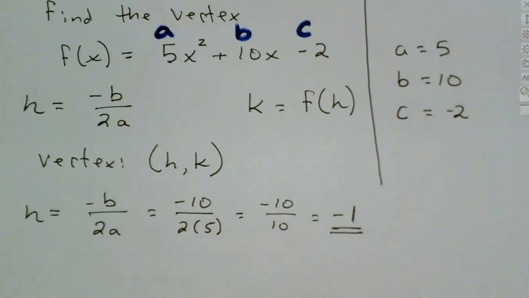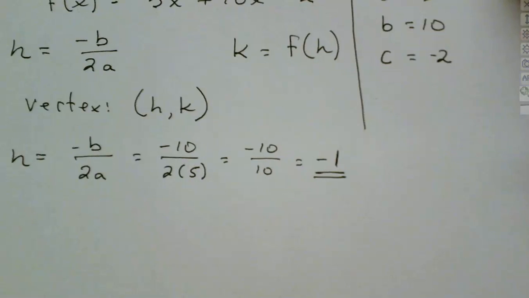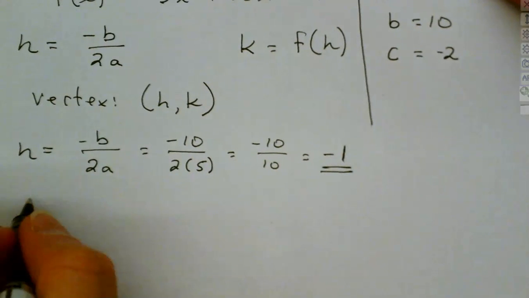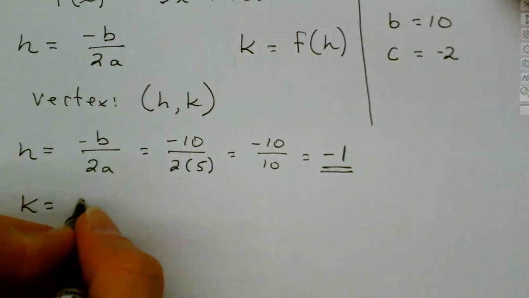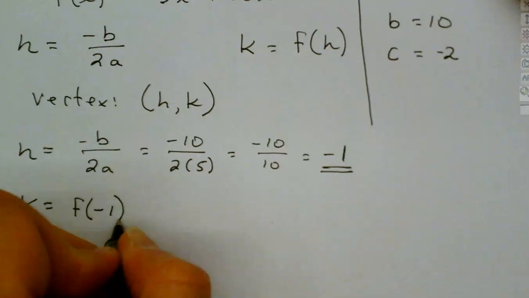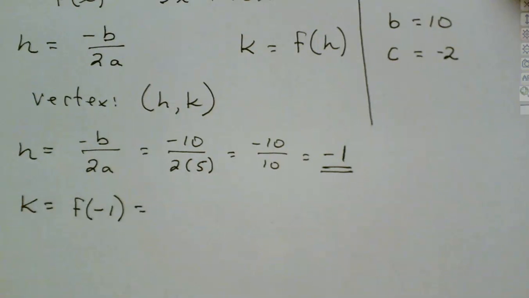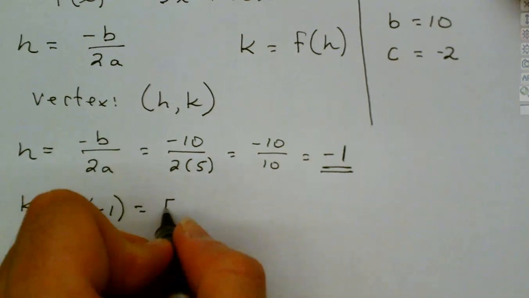Watch your signs there. Now, how do we find the k? Well, what we do to get the k, the y component, is we plug it back in. Does someone have a question? Okay, so we plug in our value. So k is going to be f of negative 1, right? And we plug that negative 1 in.